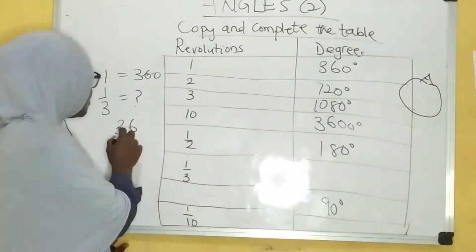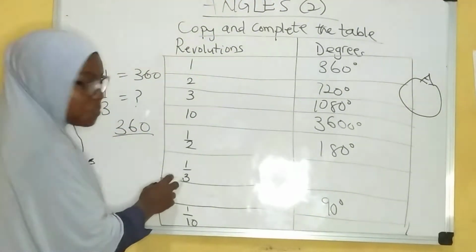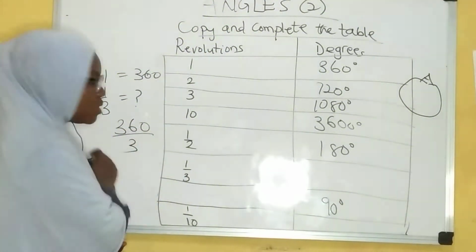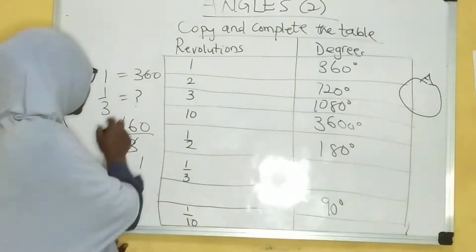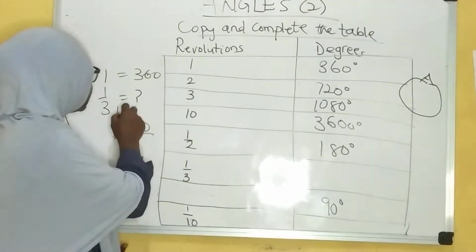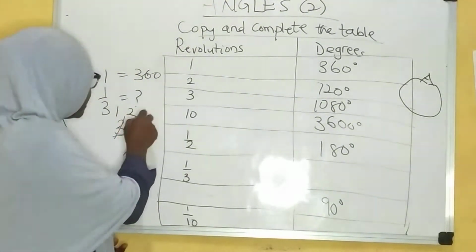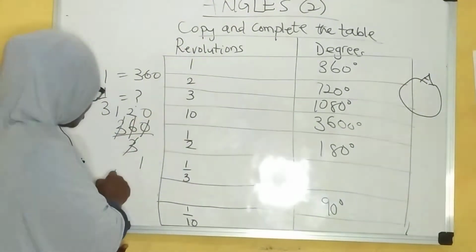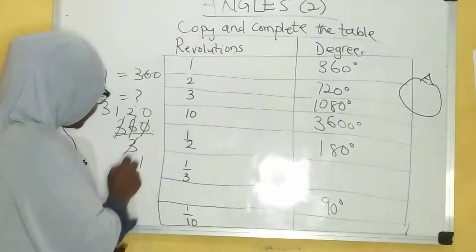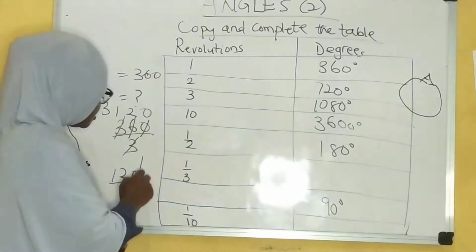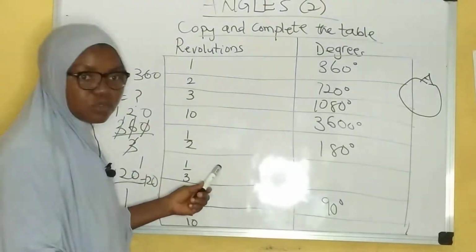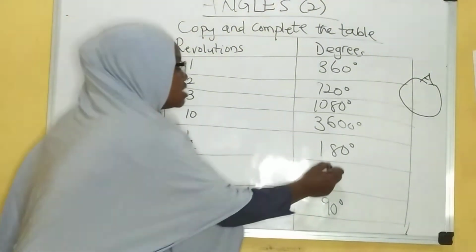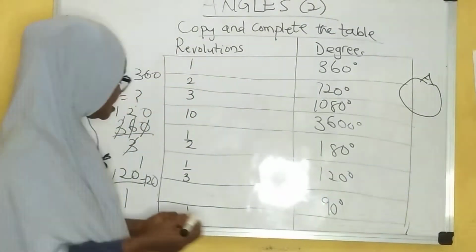So 360 will now be divided by what? 3. 1/3. Now let's see what that gives me. How many 3s can I get here? 1. How many 3s can I get here? 1. How many 3s can I get here? 2. How many 3s can I get here? 0. So I'm left with what? 120 divided by what? 1. And that will still be what? 120. So 1/3 of a full revolution is what? 120 degrees. Is that clear?